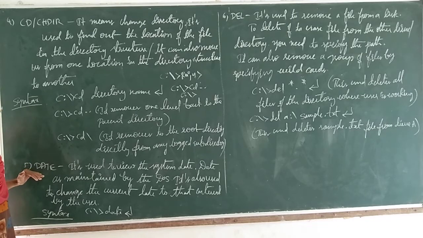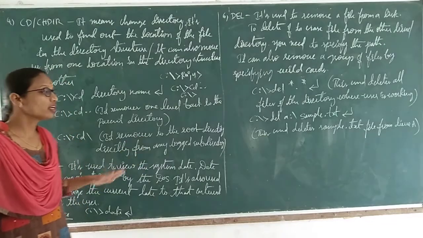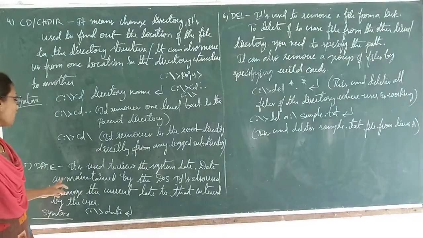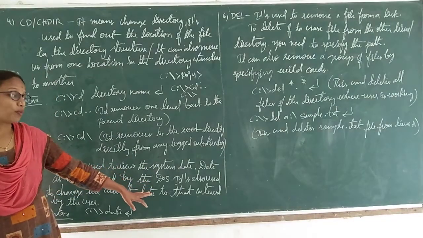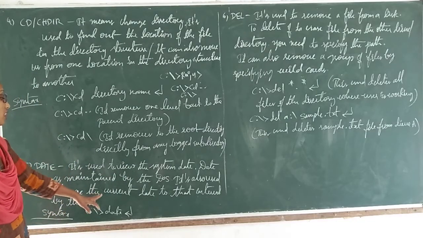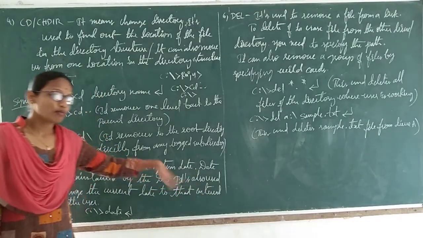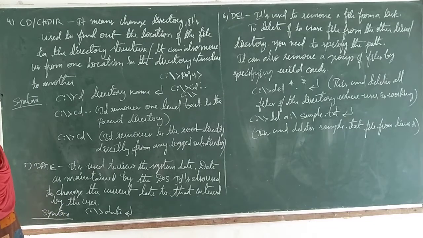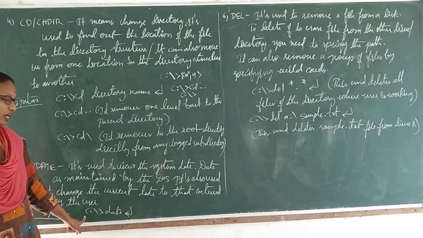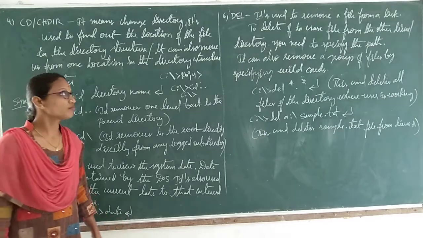The next command is DATE. It is used to show the system date. You know already, it is just to know the system date as maintained by the DOS, the disk operating system. It can also change the current date to the one entered by the user. We follow this syntax to change the date: C is the drive name and the root directory, then DATE, and press enter.